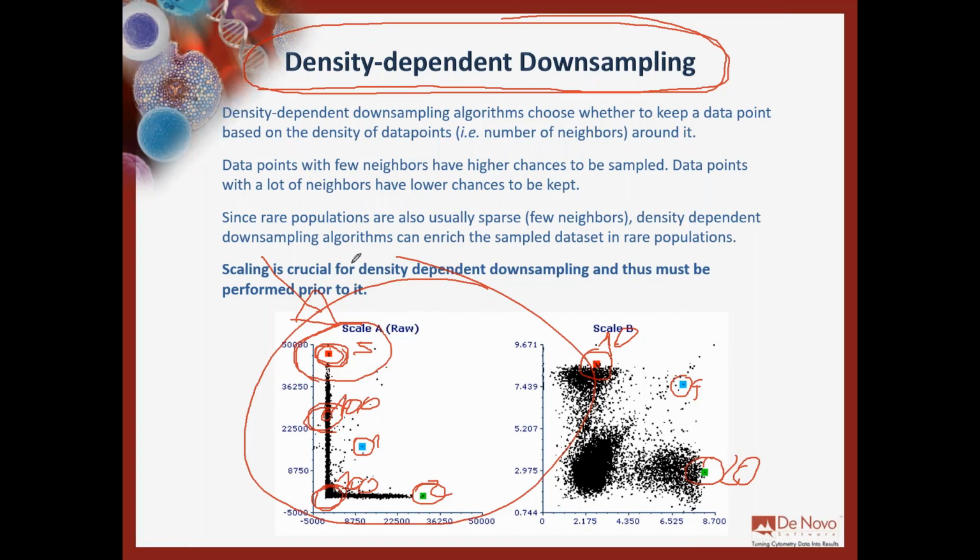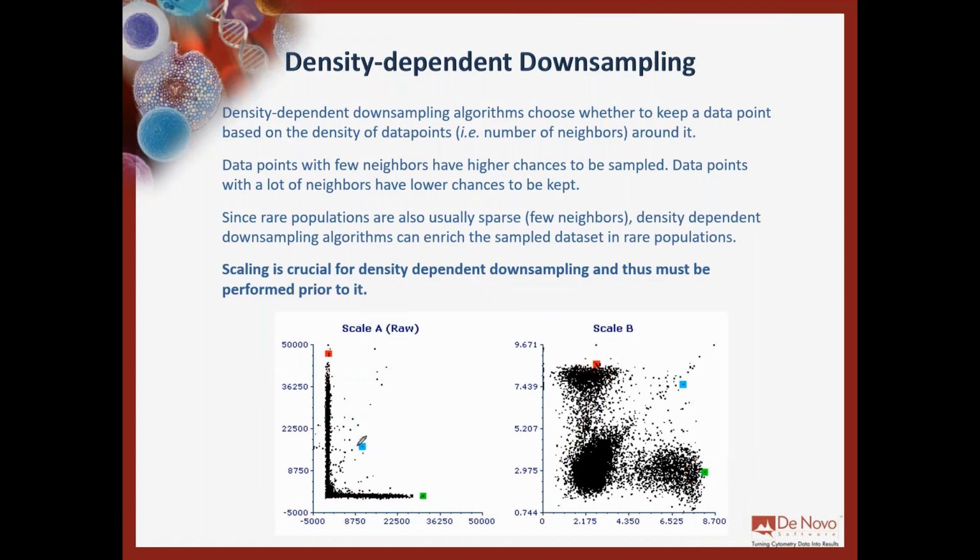The number of neighbors here, this is like 4. Okay, so if you look at the plots on the left, the red, the blue, and the green, they all seem to be rare events, but they are not. Only the blue one. And you can clearly see this only if you work with the scaled data.